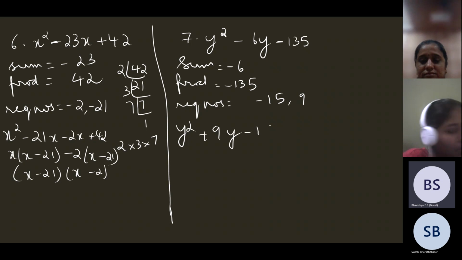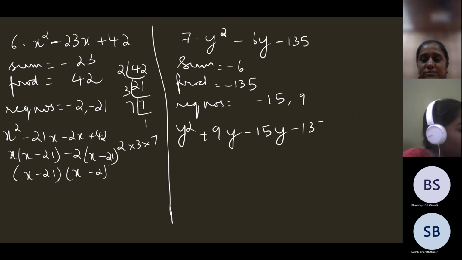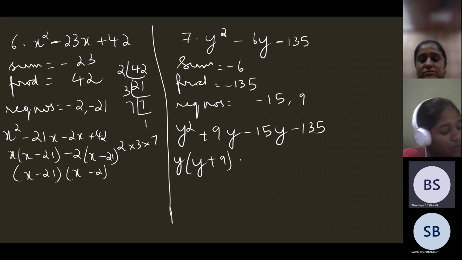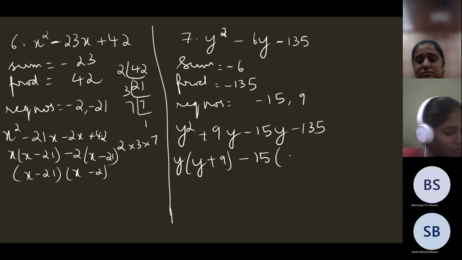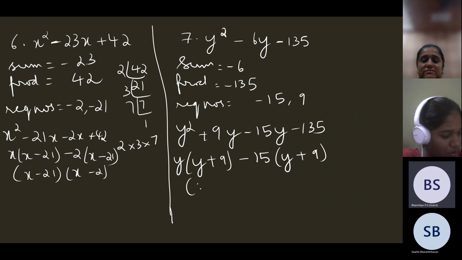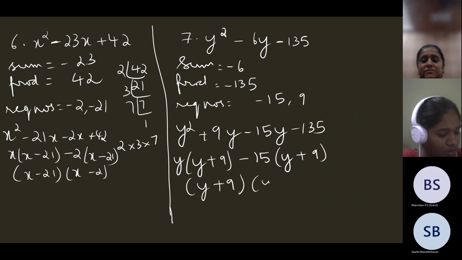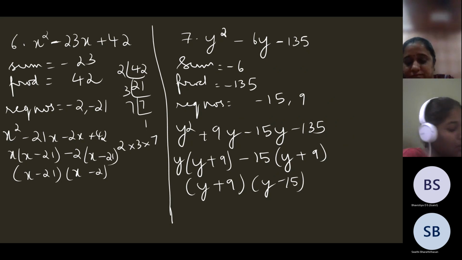Minus 15y minus 135, ma'am. Okay. y as common. y plus 9, ma'am. Minus 15 as common, ma'am. y plus 9. Very good. y plus 9, y minus 15, ma'am. Very good. All right. Just wait for a minute if you have to write down something. Done, ma'am.